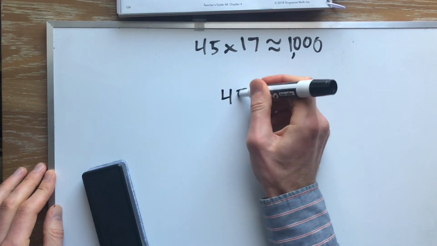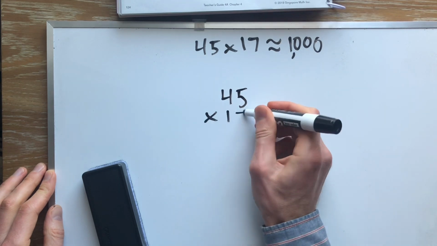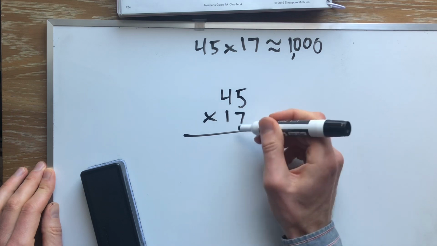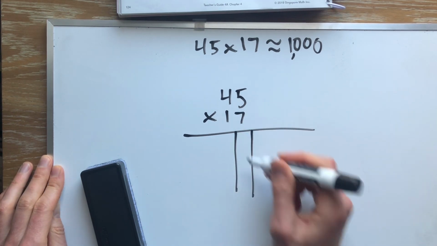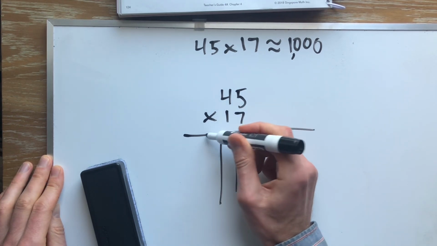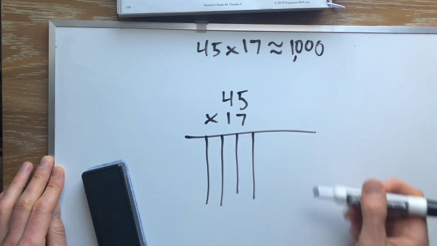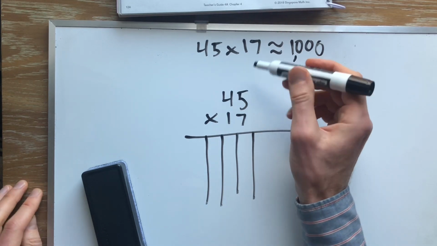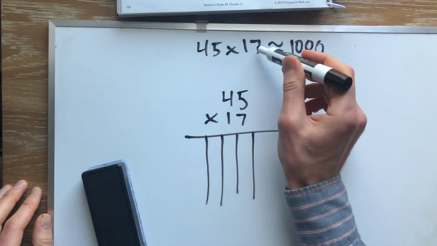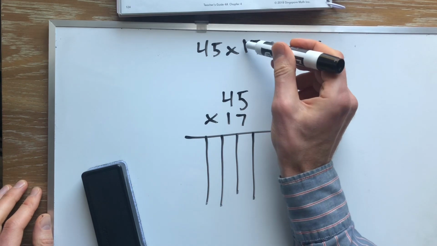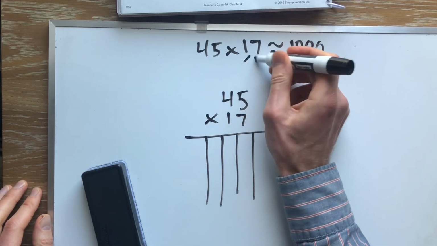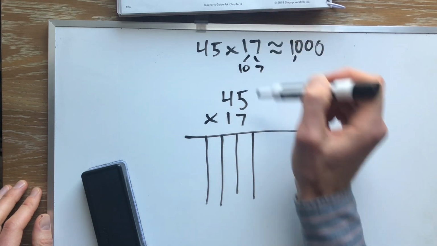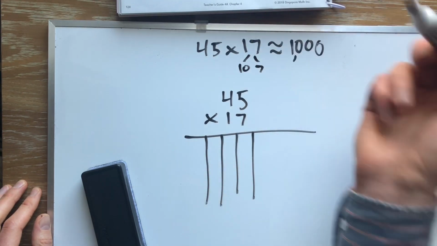So 45 times 17. Notice how I lined them up just perfectly, ones with ones, tens with tens. And I'm going to give myself a spot for my ones, a spot for my tens, and it might spill over to hundreds, so a spot for my hundreds. Just like last time, we need to figure out what 7 times 45 is, and then what 10 times 45 is, because 17 is 10 and 7. So we need to multiply 45 by 10, and then add what 45 times 7 is.